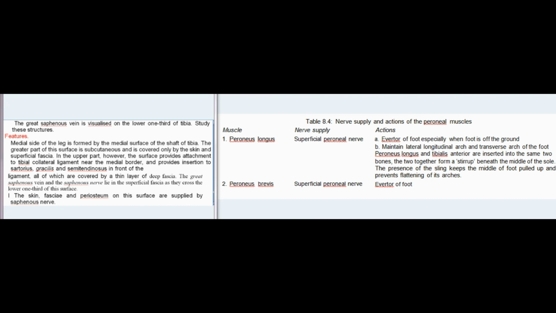The great saphenous vein and the saphenous nerve lie in the superficial fascia as they cross the lower 1/3 of this surface. The skin, fasciae, and periosteum on this surface are supplied by the saphenous nerve. The tibial collateral ligament, morphologically, represents a degenerated part of the tendon of adductor magnus. Partly it covers the insertion of semimembranosus, and is itself crossed superficially by the tendons of sartorius, gracilis, semitendinosus, with pes anserine bursa around them.